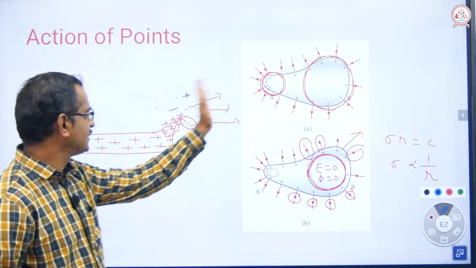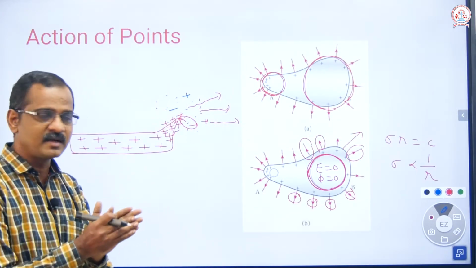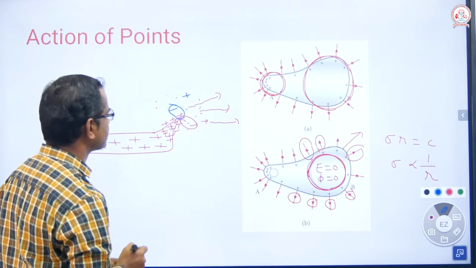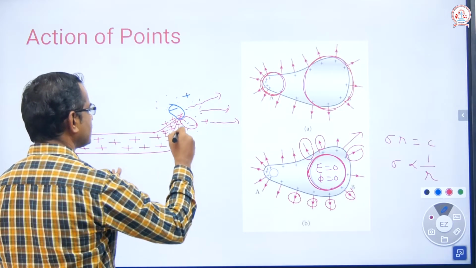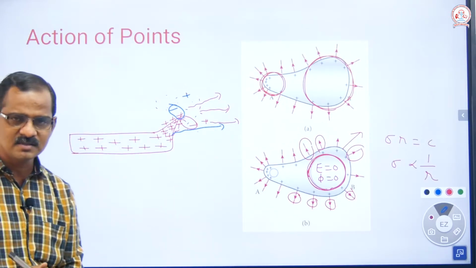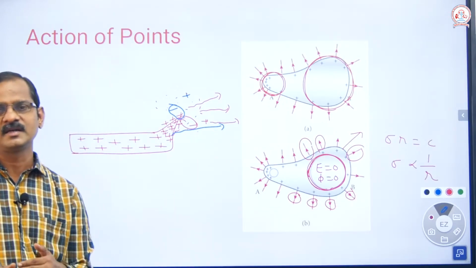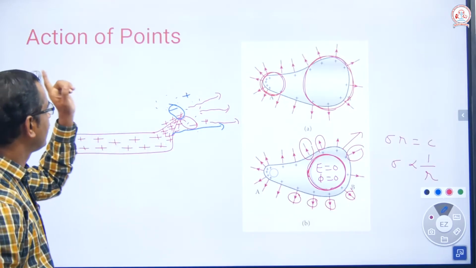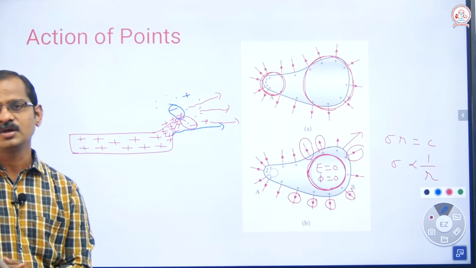Coulomb's law of electrostatics, it is Coulomb's inverse square law. The positive charges get repelled, whereas the negative charges get attracted here, and neutralization will take place. So anyhow, the charges present here are leaked to the atmosphere. Leakage of charges at the sharp points of the charged conductor is known as action of points. It is also known as corona discharge.